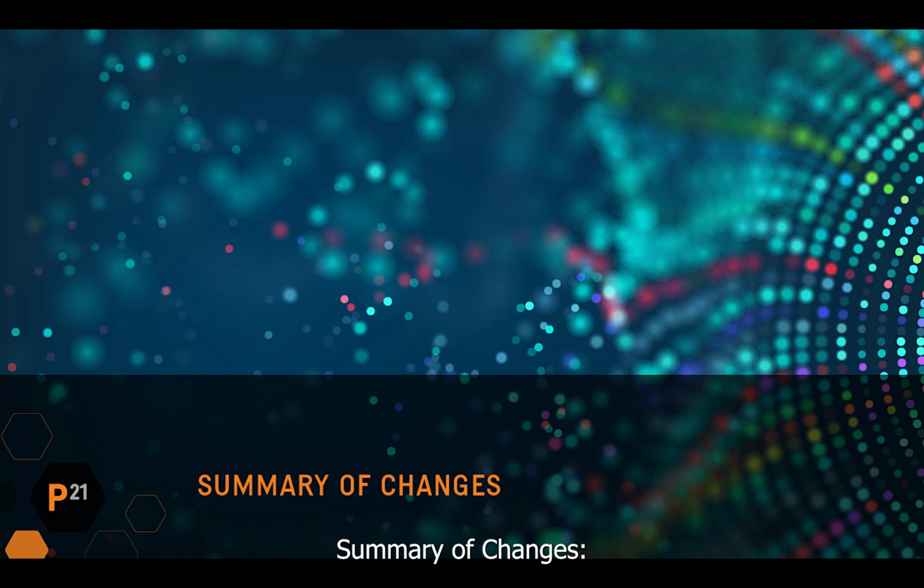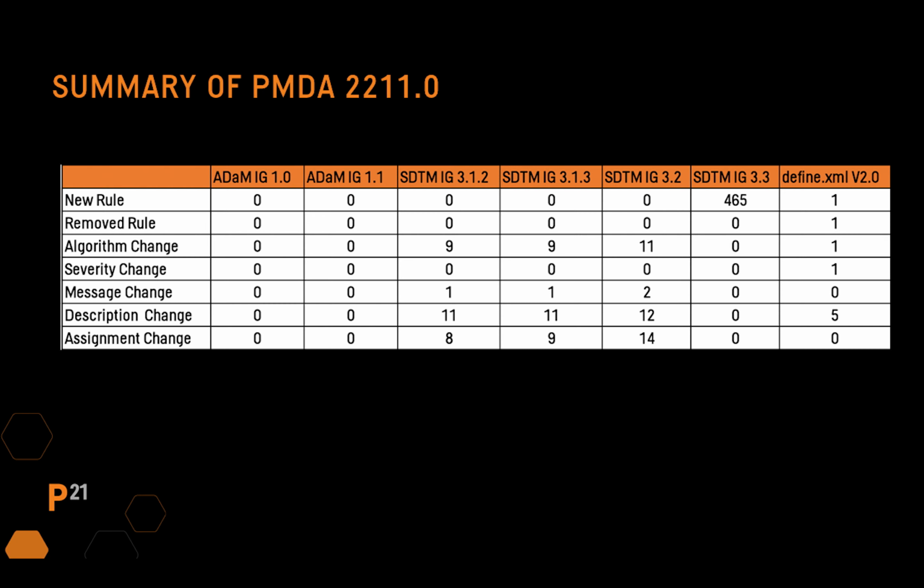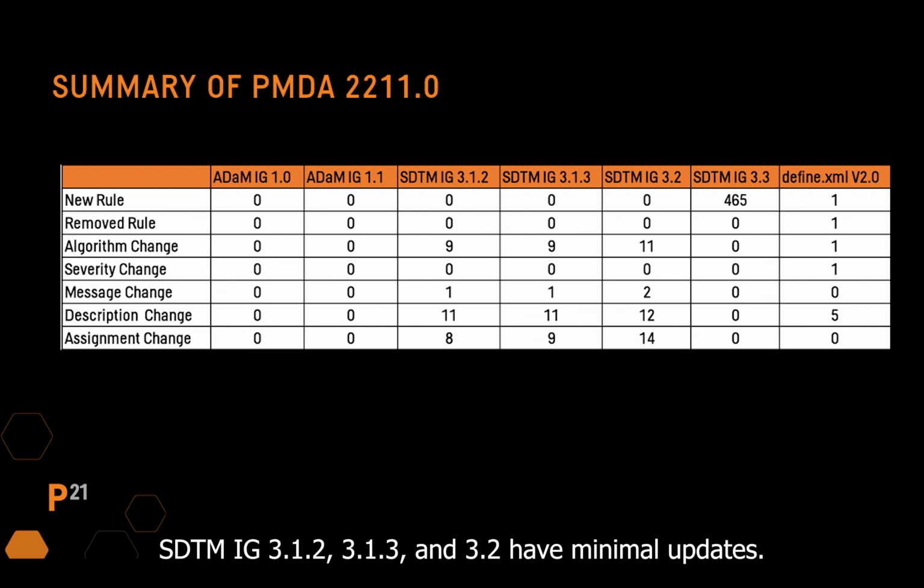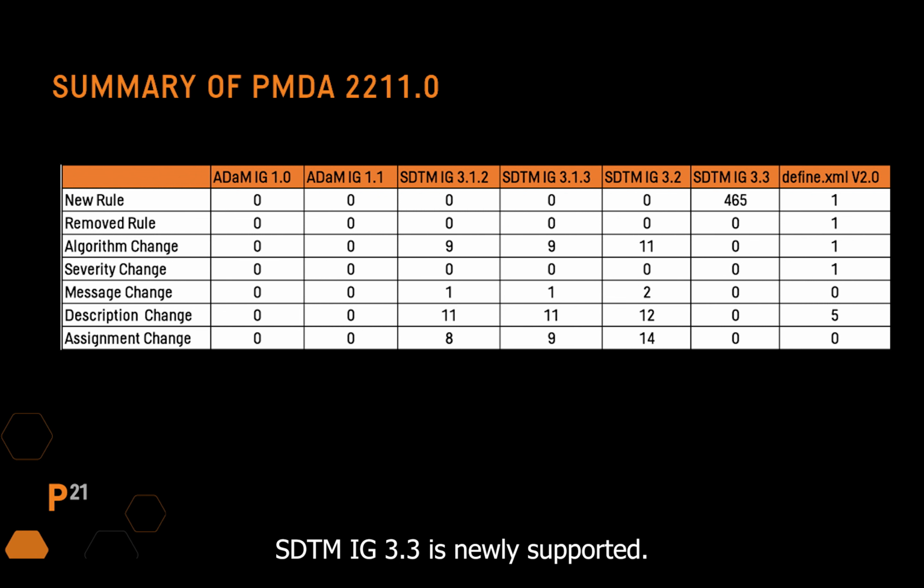Summary of changes. Summary of the new engine. ADaM-IG 1.0 and 1.1 do not have any changes. SDTM-IG 3.1.2, 3.1.3 and 3.2 have minimal updates. SDTM-IG 3.3 is newly supported. Define.xml version 1.0 is not supported in this new engine. Define.xml 2.0 has some changes. It's already mentioned.